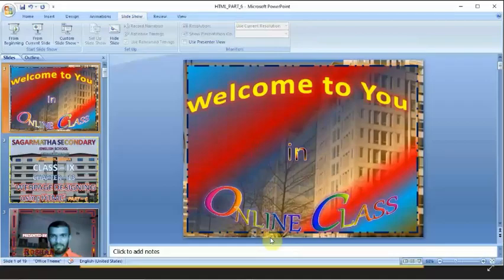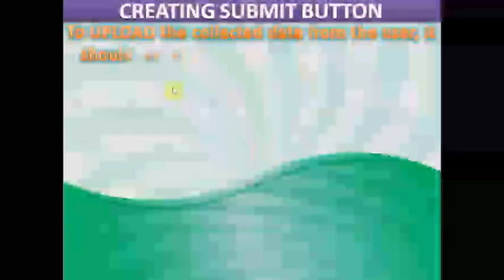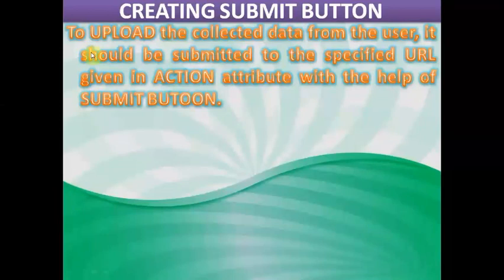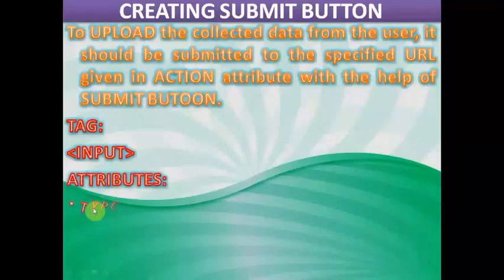Here you can see what are the different attributes required to create the submit button. To upload the collected data from the user, it should be submitted to the specified URL given in the action attribute with the help of submit button. And here you can see which tag, the input tag and its attributes. Two attributes are very important, type and value, and another is the optional name attribute. Here you have to give type equal to submit, value equal to the name of the control you want to specify for the submit. Name means you can give any name as per your requirement.